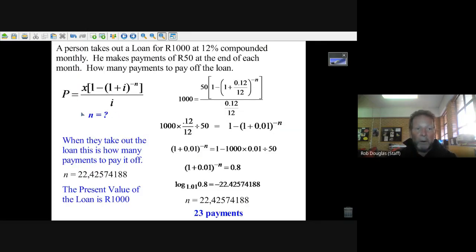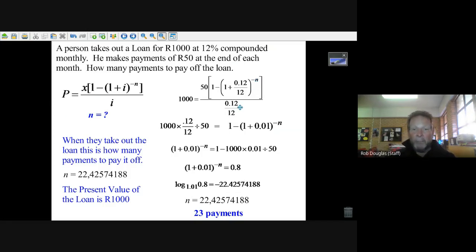Here we go, where the loan itself is 1,000 Rand. Right now, when he takes out the loan, that's why we say the present value. So instead of P, we put in 1,000 Rand. The payment is X. So he makes payments of 50 Rand, so instead of X, we put in 50. The interest rate is 12%, but it's compounded monthly. That's why it's 0.12, but we divide by 12. So instead of I, 0.12 over 12. And the only thing we're left with is N. We don't know what minus N is, and that's what we're going to try and solve for.